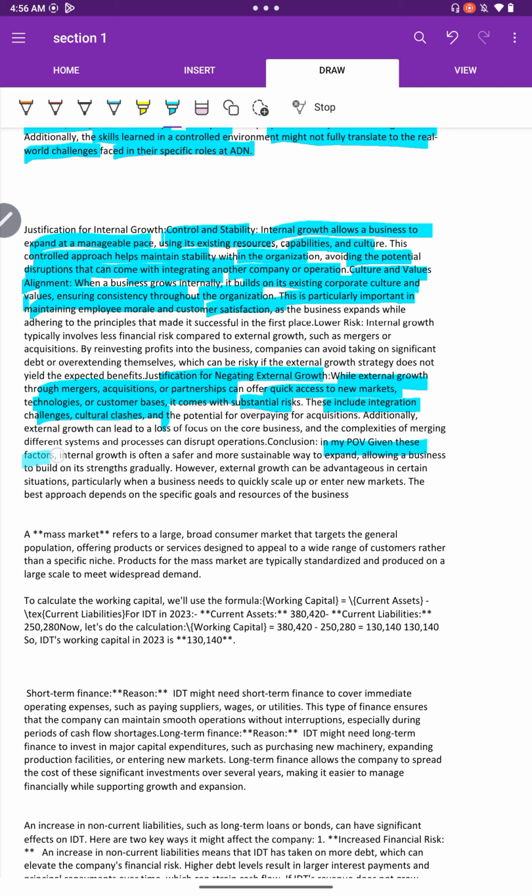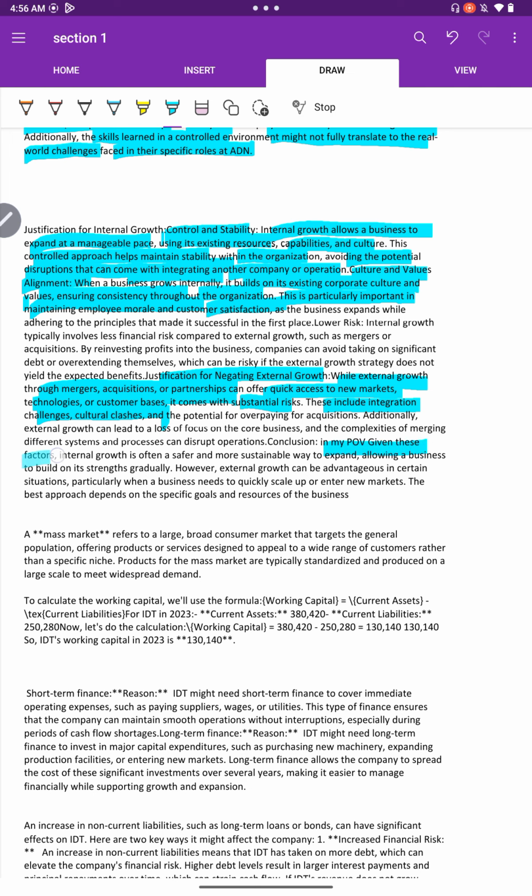Now read question number 4. Okay. So IDT manufactures clothes for the mass market. It is a multinational company with factories in 4 countries. IDT has short-term and long-term financial needs. The Finance Director is analyzing IDT's statement of financial position, an extract shown in table 3.1. He has been asked to calculate the working capital and to explain how an increase in non-current liabilities might affect IDT.